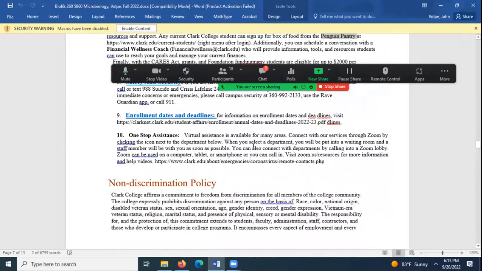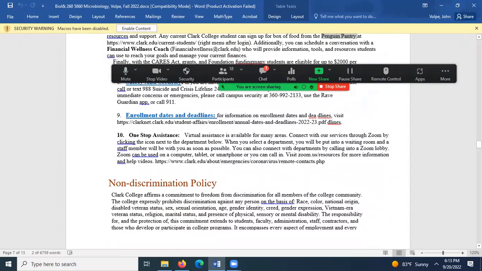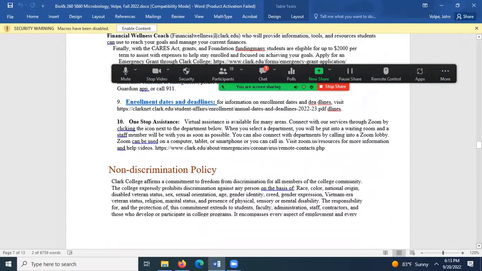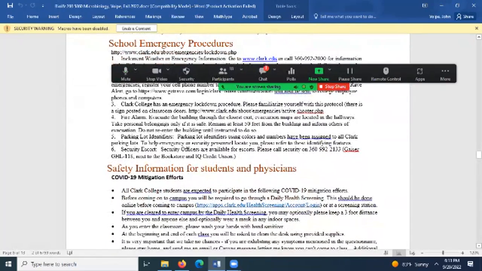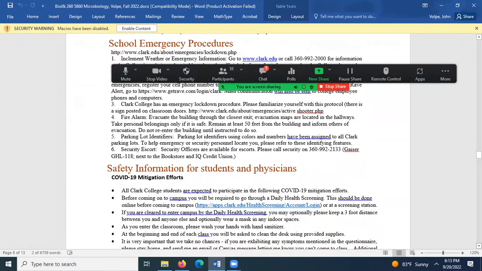Virtual assistant for many areas using Zoom. You can read about the non-discrimination policy, school emergency procedures. Maybe very late in this term, we'll have a problem with snow and ice. Because this is an online class, I'm pretty sure we will be running. So the only time I will be down is if like we lose the power or I lose internet access. But other than that, we shouldn't have a school emergency because we're not on campus.